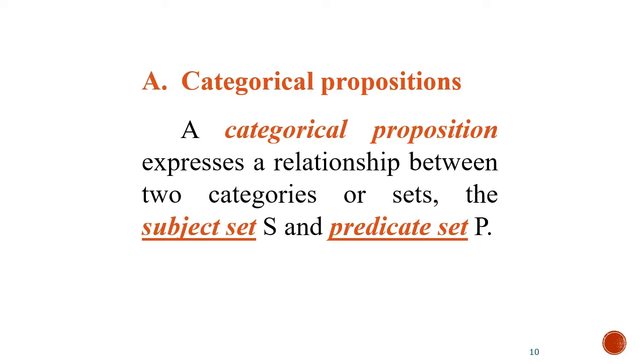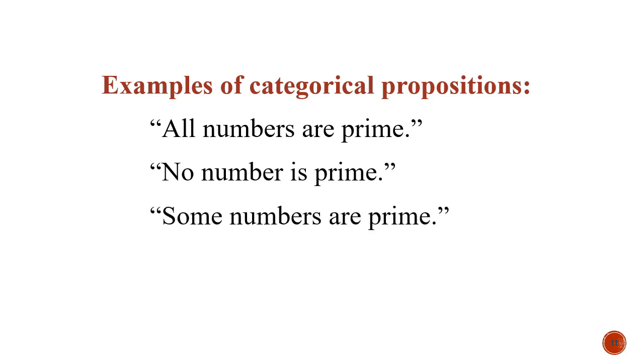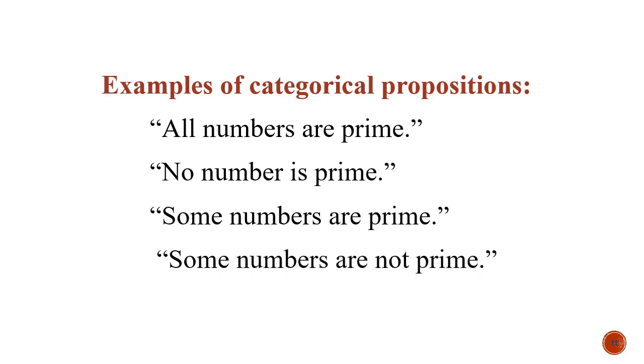Now, let's talk about categorical propositions. A categorical proposition expresses a relationship between two categories or sets, the subject set S and the predicate set P. Examples of categorical propositions. All numbers are prime. No number is prime. Some numbers are prime. Some numbers are not prime. These are the four standard categorical propositions.